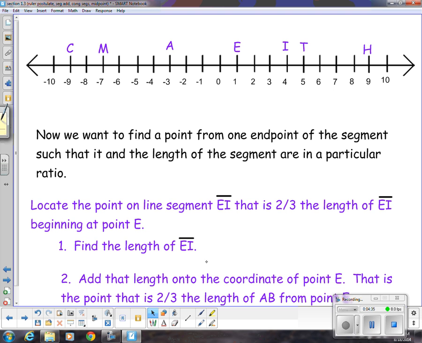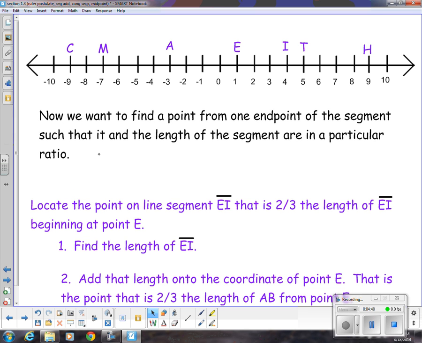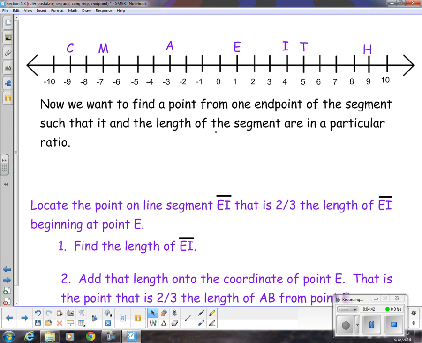Now we want to find a point from one endpoint of the segment such that it and the length of a segment are in particular ratio.